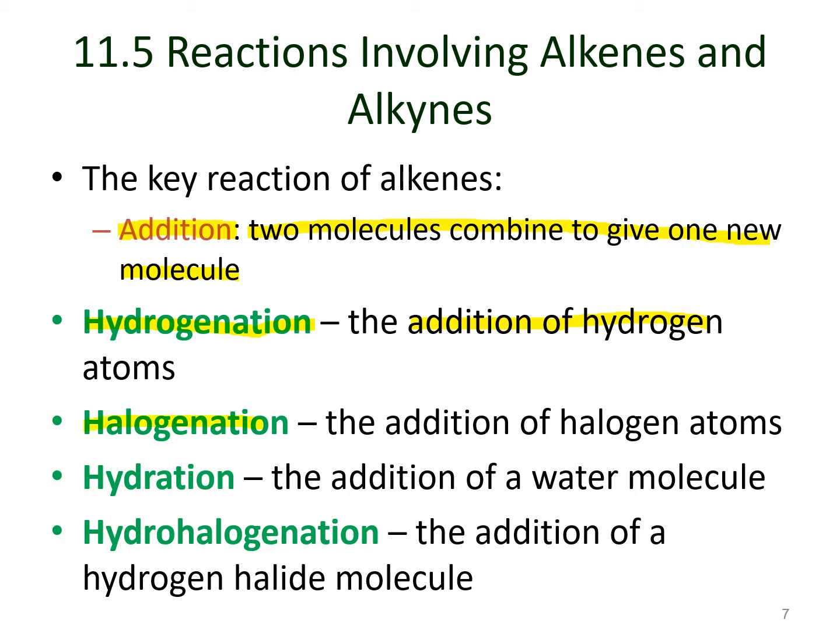Second is halogenation. Again, common sense, addition of halogen atoms will be called halogenation. The third one is hydration. Hydra is a word usually used for water, so these are addition of the water molecule. And the last one, hydrohalogenation, in which a hydrogen halide molecule will be added. That means one hydrogen and one halogen joined together. The compound is called hydrogen halide, so that will be added up to the alkenes or alkynes in hydrohalogenation.